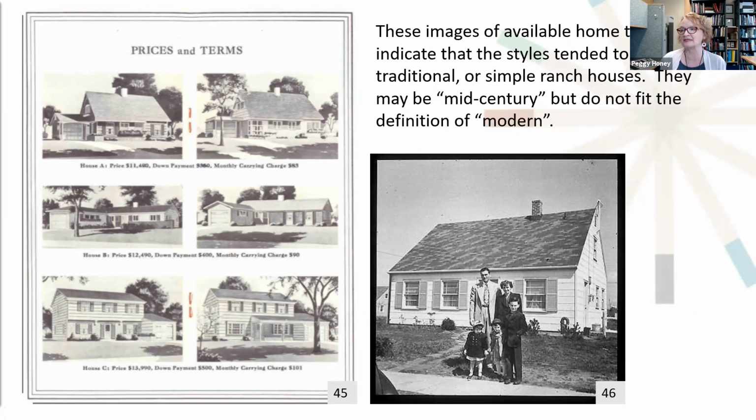So these are some images of the different types of houses that were available through Levittown. And you can see that they're pretty traditional looking. Down here on the bottom, we are looking at little neo-colonial houses. On the top, we have like a Cape Cod, and here in the middle, we have sort of a California ranch. So these would be called mid-century houses, but they're not modern.